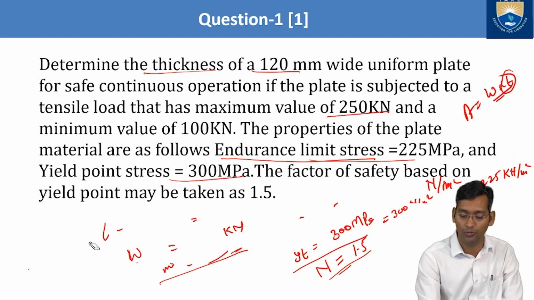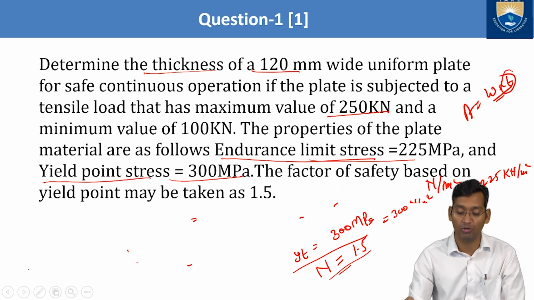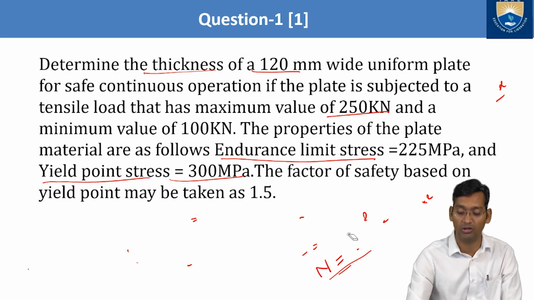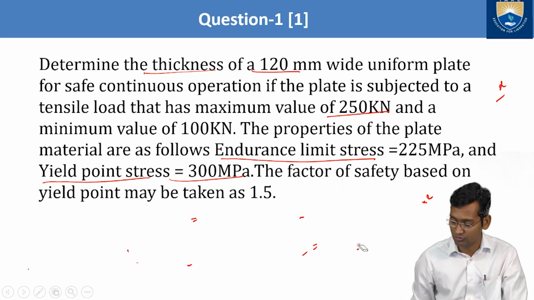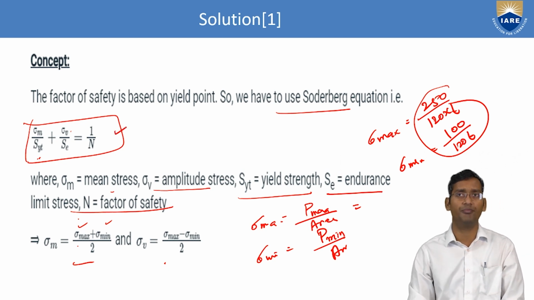Now what do we have to do? Just apply the relation that is there. The yield point is given. So yield point means what? Can we apply Goodman? No, Goodman has no yield point. Only for Soderberg is the yield point condition there. That is the only difference between Goodman and Soderberg. So now apply the Soderberg equation.